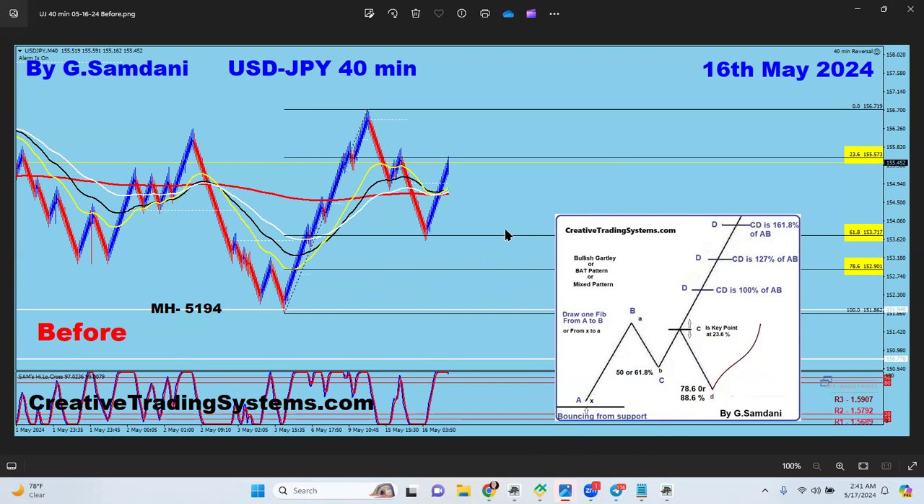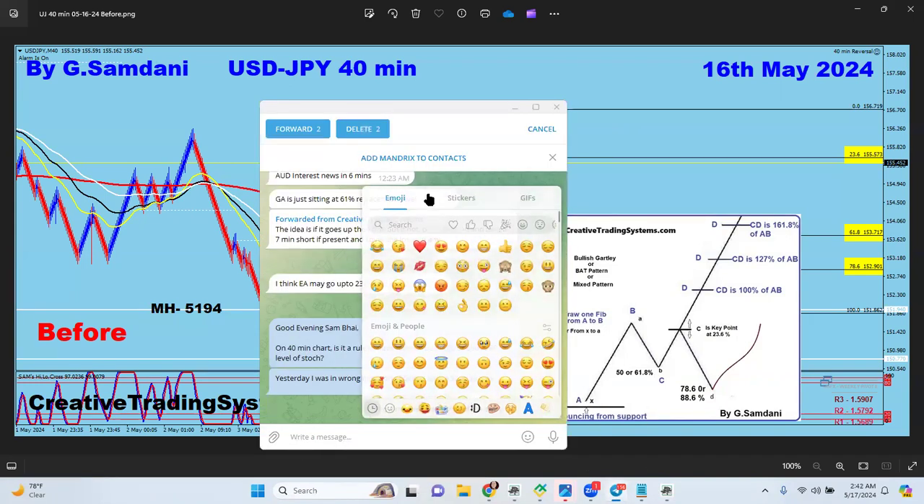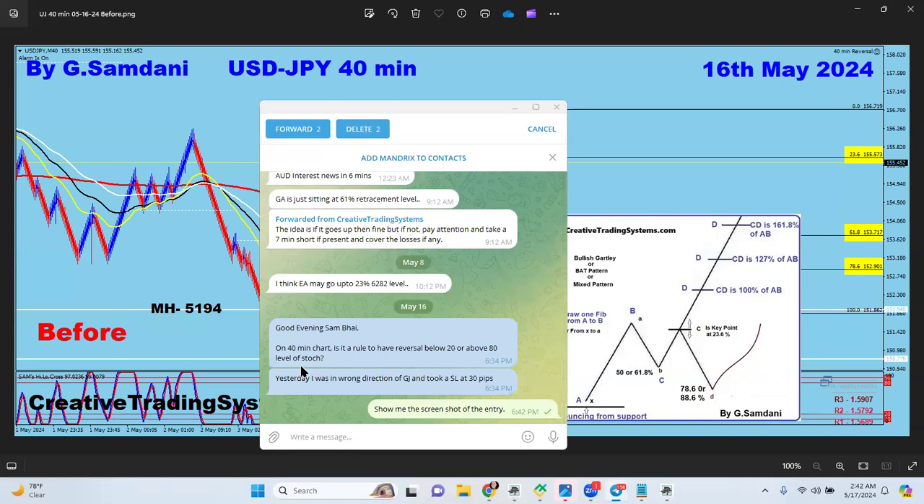Okay, the situation. You posted on the Telegram that this is what's happening, that on the 40-minute chart, is this the rule? That's the stock. That's my indicator. It has something else as well.